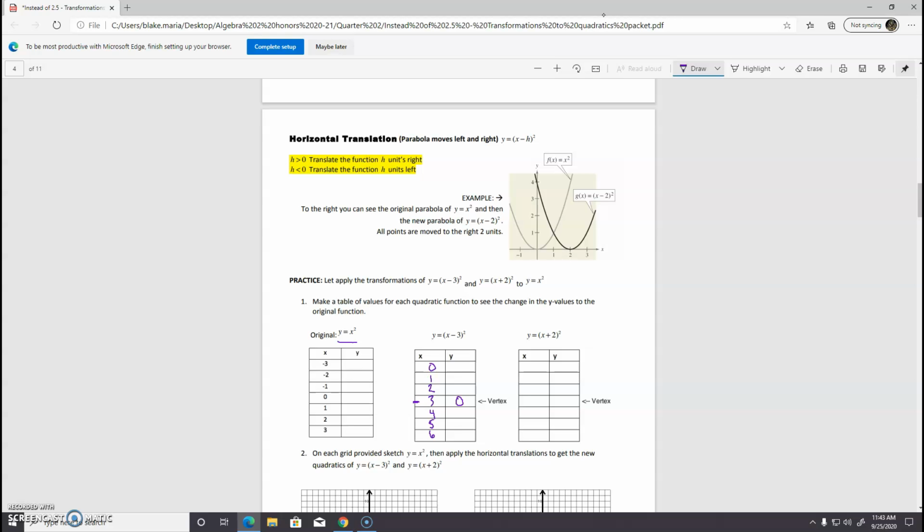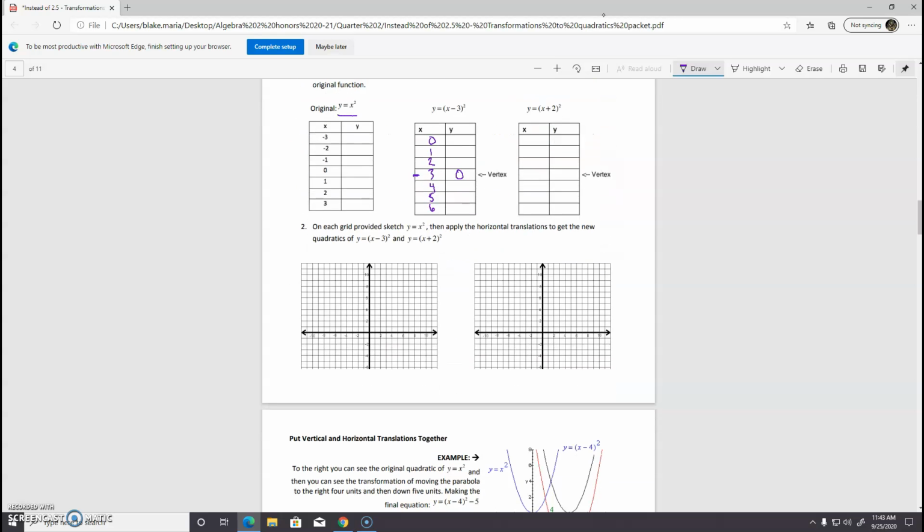All right, and then again, once you get down to that bottom, you're going to put the y equals x squared graph on here, and you're going to put the x minus 3 squared graph on here and see what that changes. You should see a horizontal shift. Same concept over here, but with the x plus 2. And again, you should see that horizontal shift.